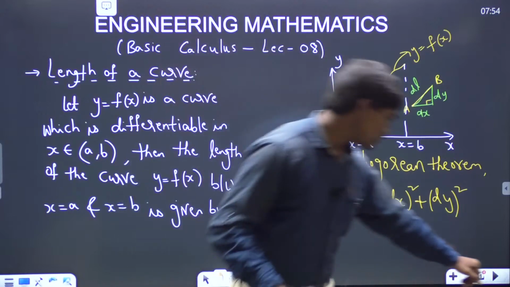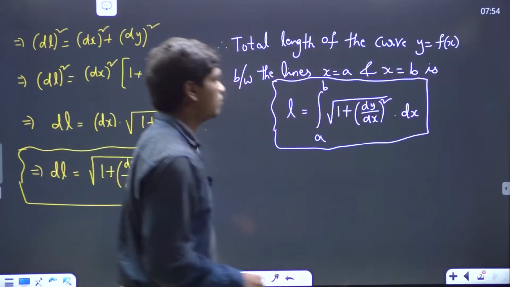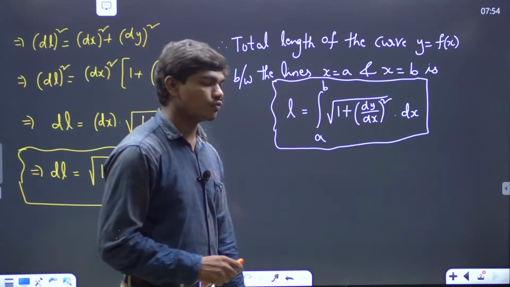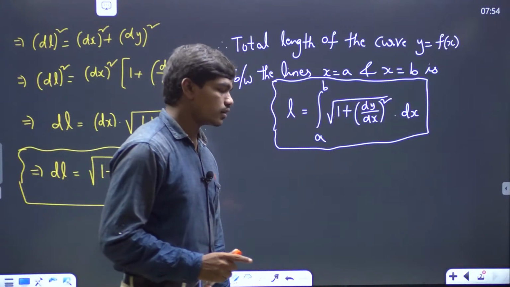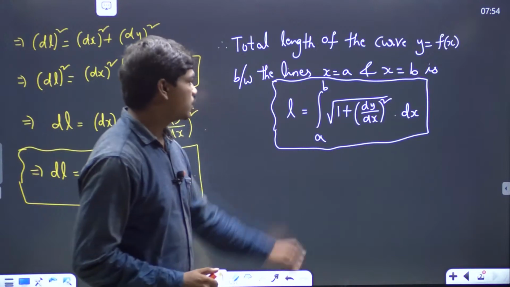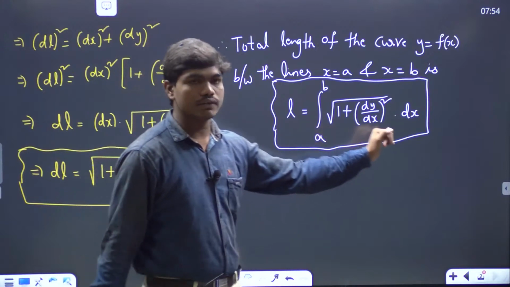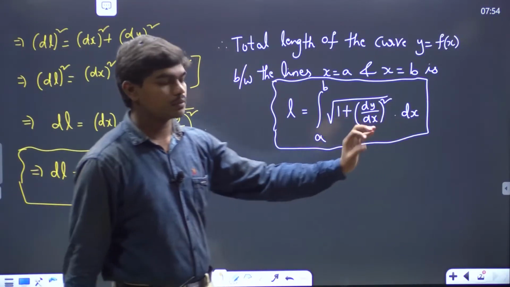Okay, fine. We achieved this formula. Integral a to b root of 1 plus dy by dx whole square into dx is the appropriate formula for this.